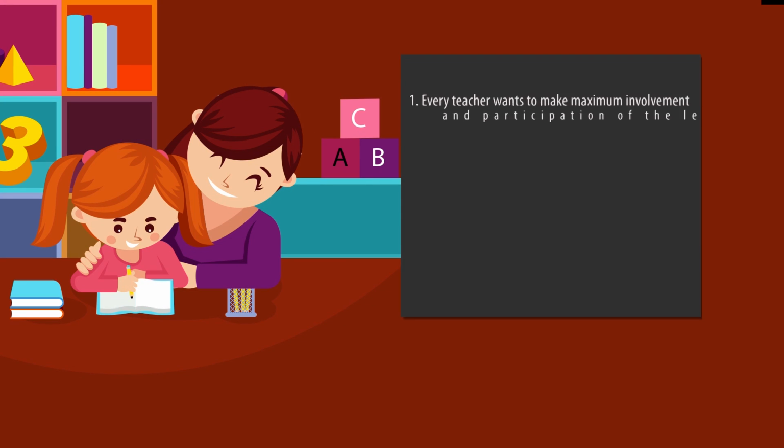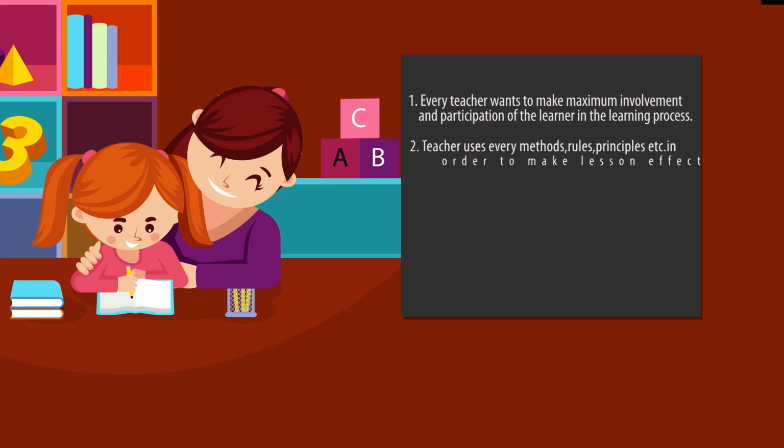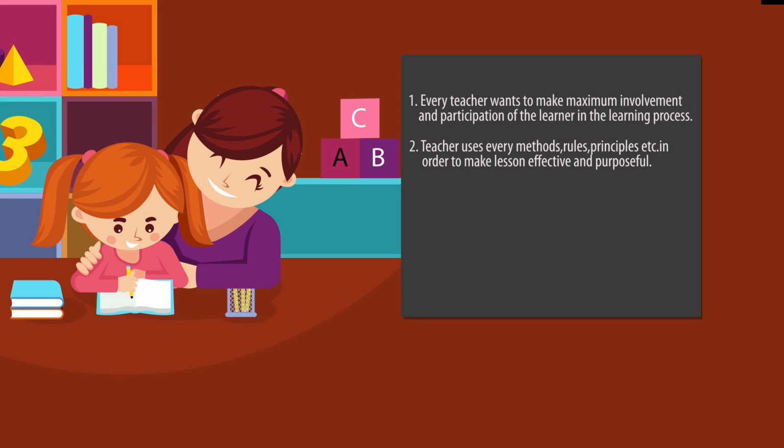As every teacher wants maximum involvement and participation of the learner in the learning process, he sets the classroom in such a way that it becomes attractive for them. He uses different methods, rules, principles, etc. in order to make his lesson effective and purposeful. He uses a general rule or formula and applies it to a particular example in order to make the teaching-learning process easy and up to the understanding level of the students.